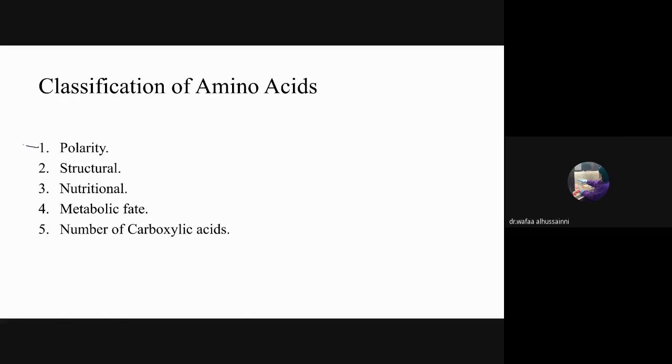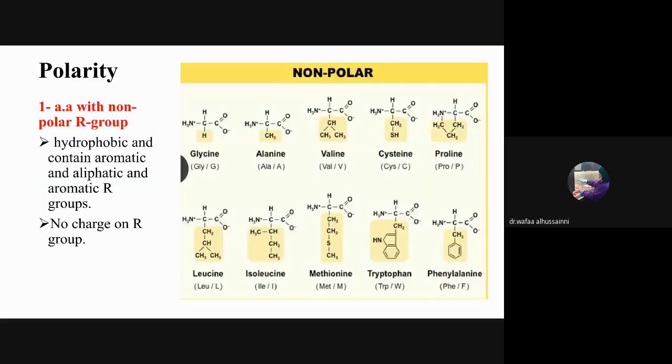So we're going to classify them into 5 types of classifications. First, depending on their polarity, whether it's polar or non-polar. Then according to structure, according to nutrition, metabolic fate, and number of carboxylic acids. This is how they're classified. What we will study today is the polarity, nutritional, and metabolic fate. We will start with polarity, and we have 4 types of amino acids depending on their polarity.